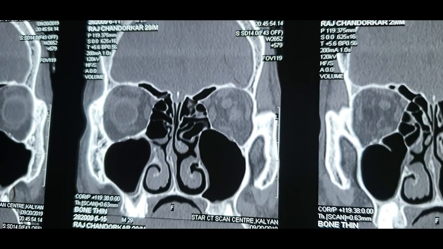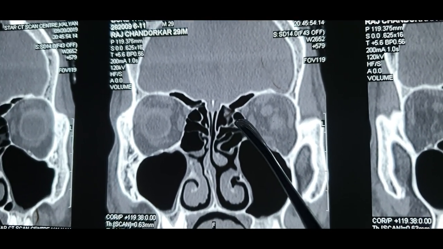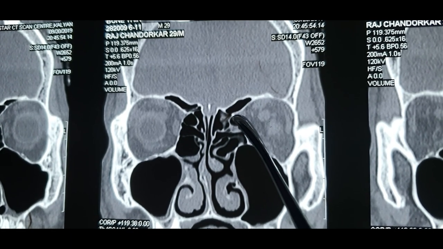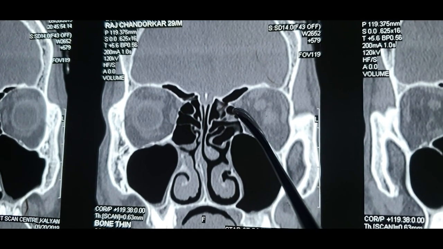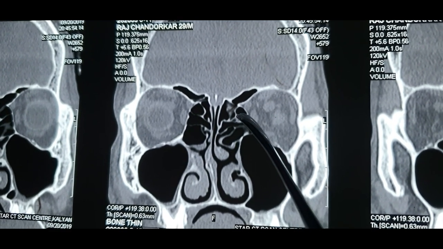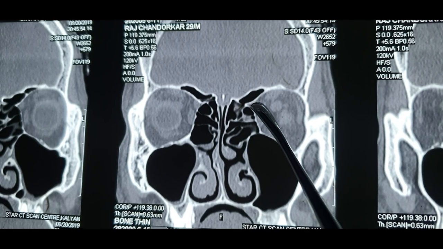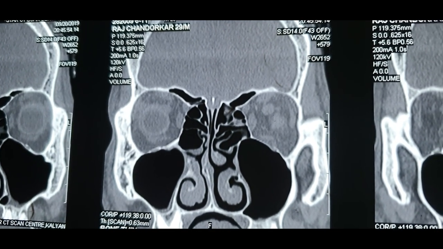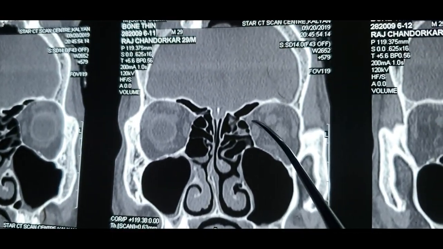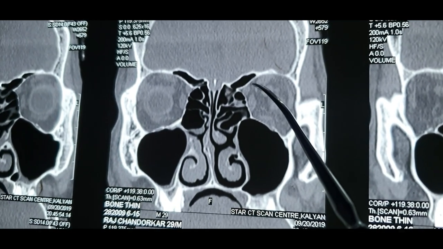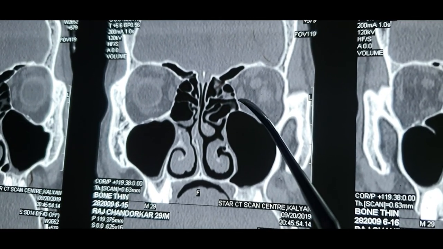Now, I'll give you information about the anterior ethmoidal artery. The anterior ethmoidal artery is a branch of the ophthalmic artery, and the ophthalmic artery is a branch of the internal carotid artery. The anterior ethmoidal artery is given off by the ophthalmic artery medially in the orbit along the nasociliary nerve. It travels in the orbit, at the level between the medial rectus and the superior oblique.